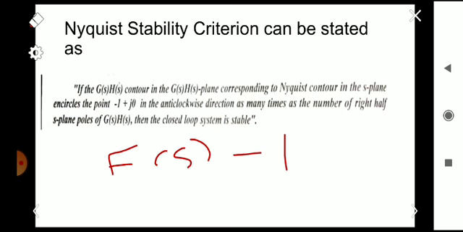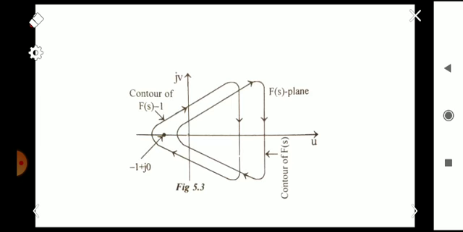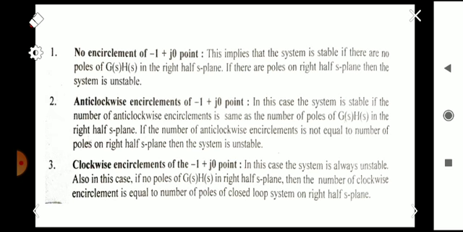So this statement and these three assumptions are very important, and also don't forget to draw this figure. Okay, so I think it's enough for a 5-mark question. I hope all of you understood the concept well. So thank you.